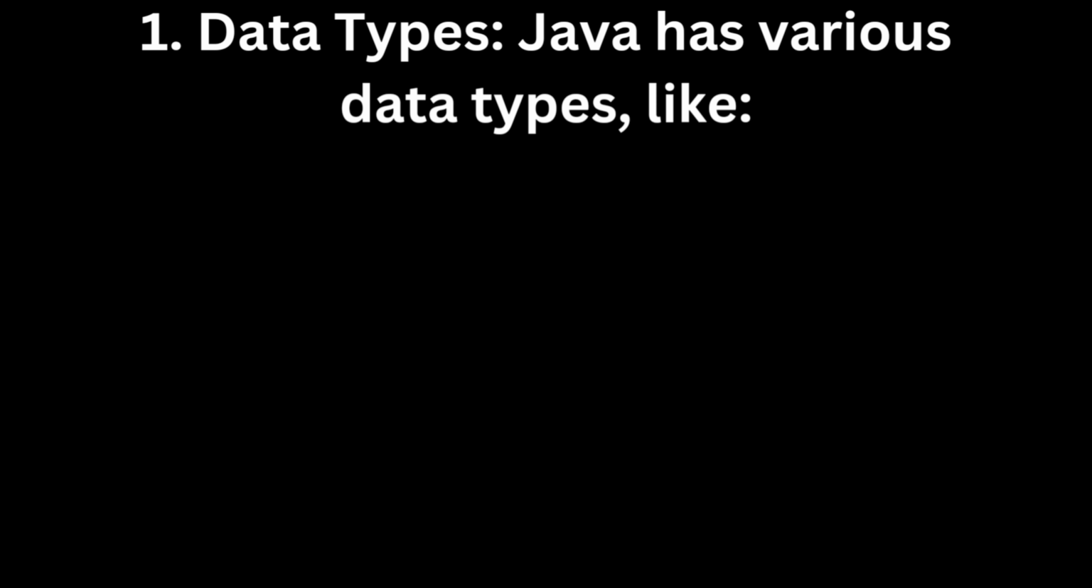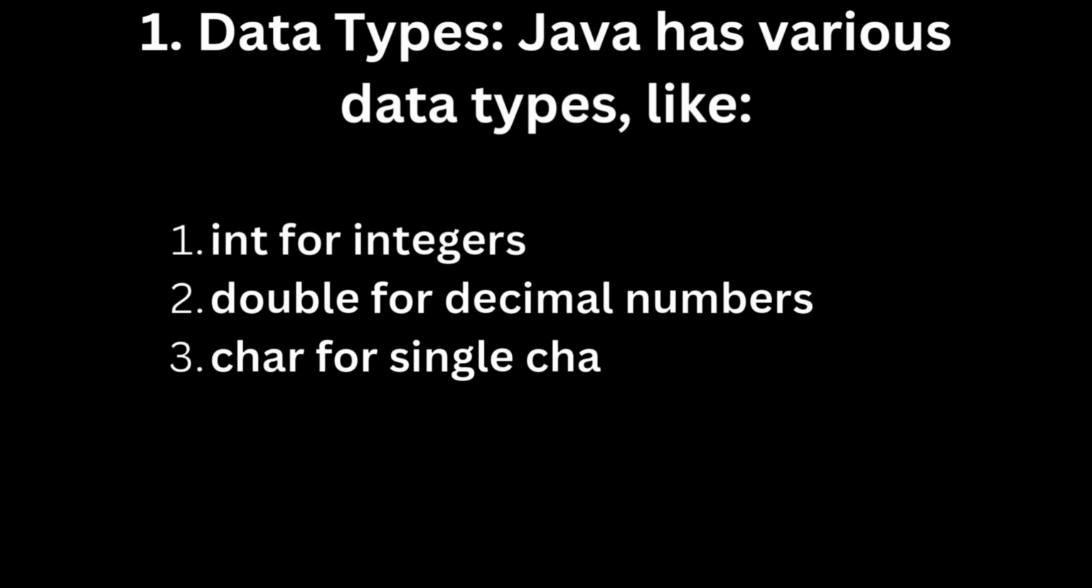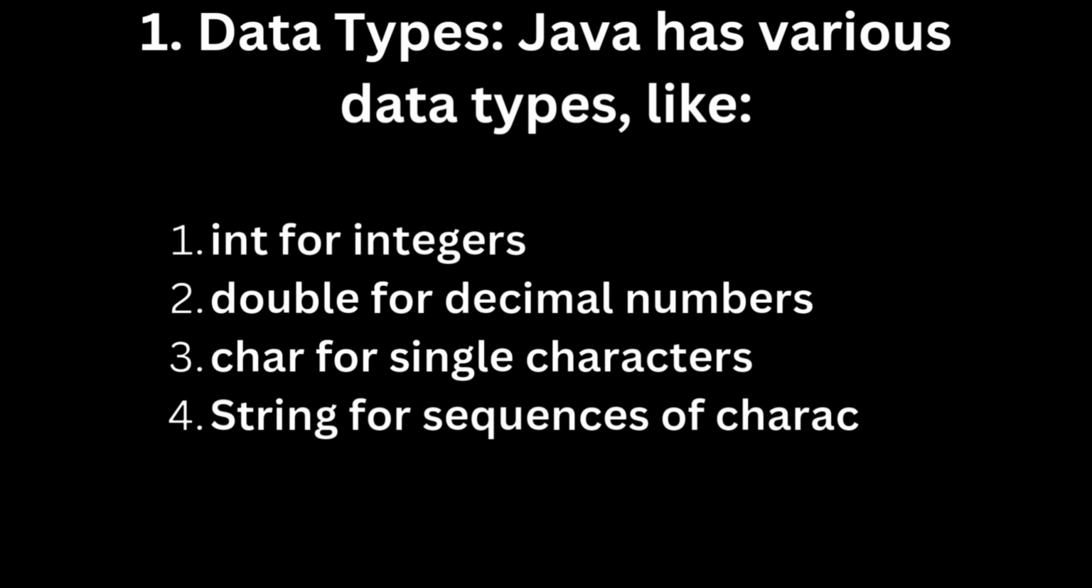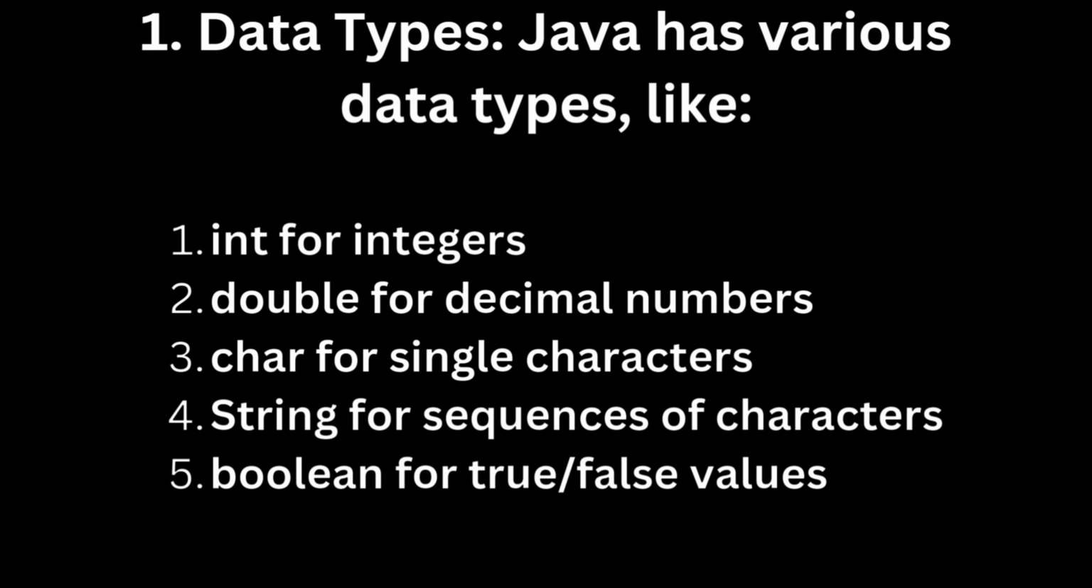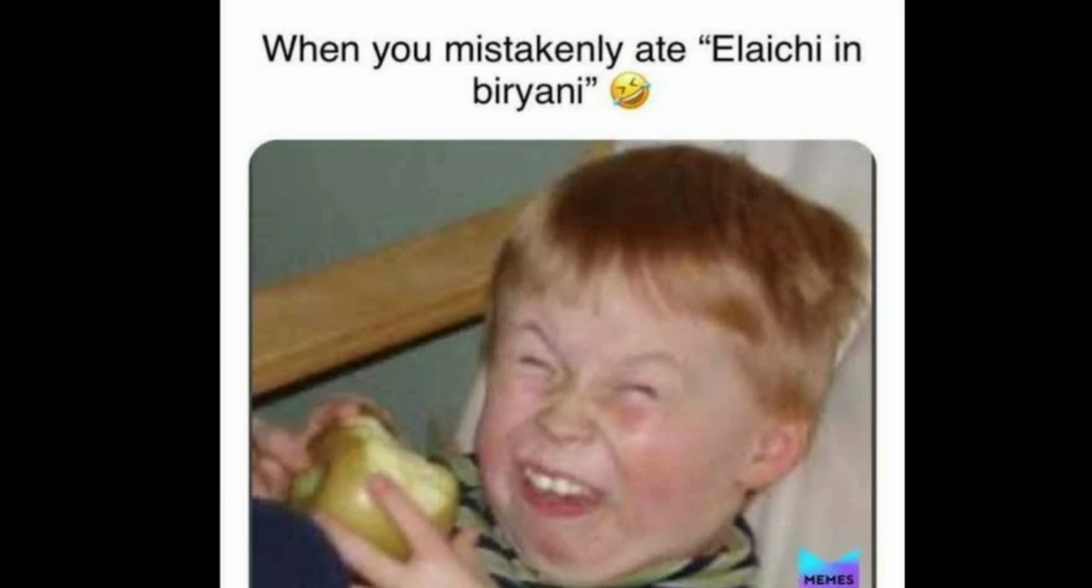1. Data types. Java has various data types, like int for integers, double for decimal numbers, char for single characters, String for sequences of characters, boolean for true-false values. These are like different ingredients in your recipe. You need to know which ones to use for your dish.